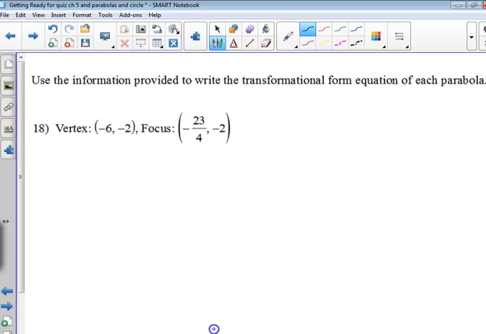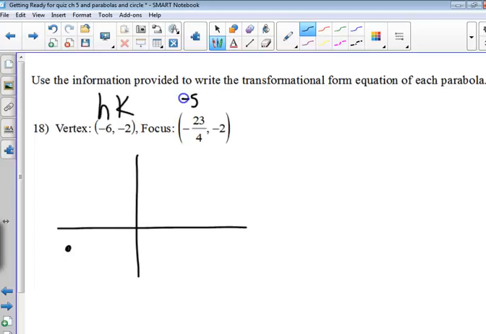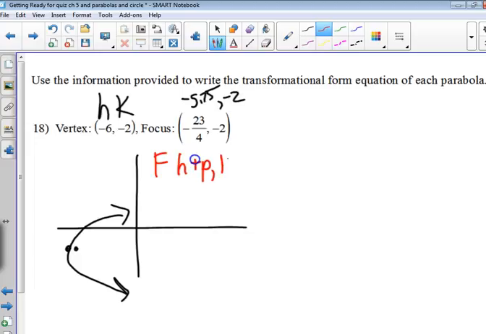Okay. 18 and 19. We already know H and K, yes? If I were to draw a sketch real quick, -6, -2's down here somewhere. This is negative 5.75, -2. So I'm thinking if that's the focus, that it's opening like this, because the focus is always inside the parabola. It just helps me figure out which way it's going so that I can look at my sheet, because the focus for one that opens that way is H plus P, comma K.